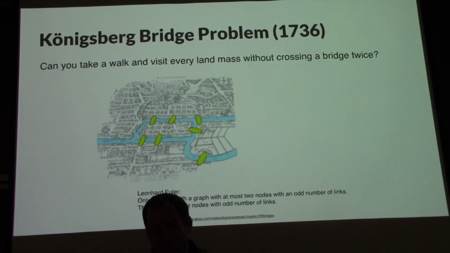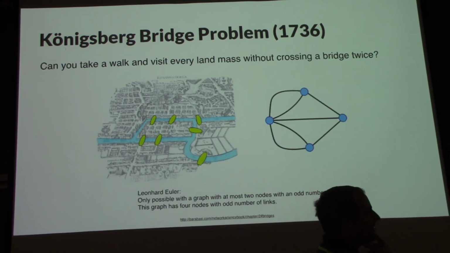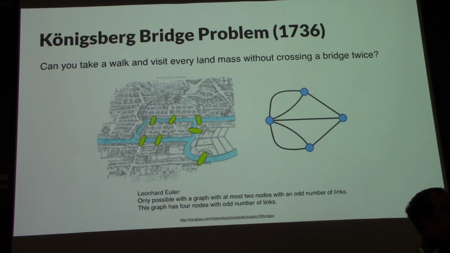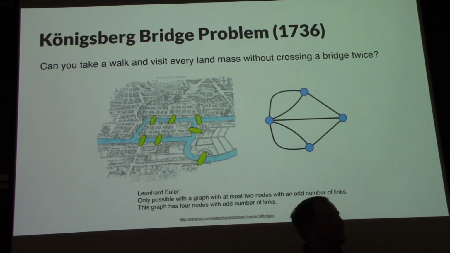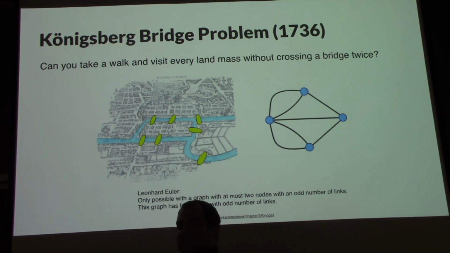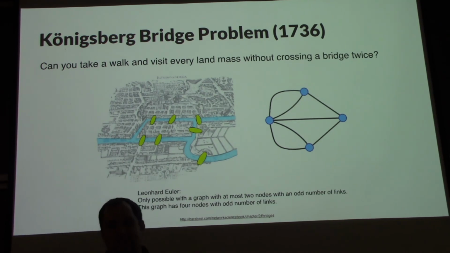And so Leonhard Euler formulated why this is not possible. First, he showed that it doesn't matter which path you take on land, right? So how you walk through the streets is irrelevant to answer this particular question. So we can abstract the land masses to vertices or to nodes. And then we can abstract the bridges as edges connecting those land masses.